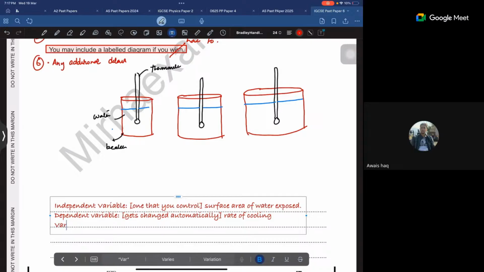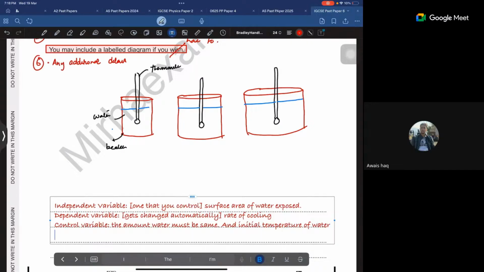What you need to keep are control variables, the ones that you need to control, so they should stay constant. In my understanding, basically the amount of water must be the same, because you want to make the investigation fair. A larger amount will carry more energy. You can also write initial temperature of the water. That is also important. So things like these work. So this is the first thing.